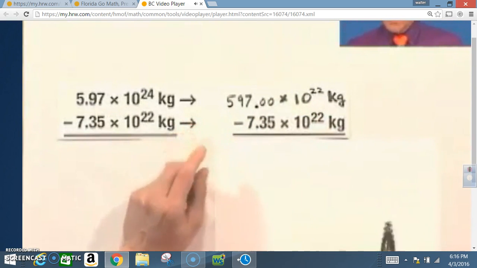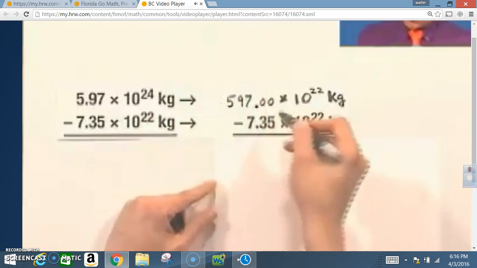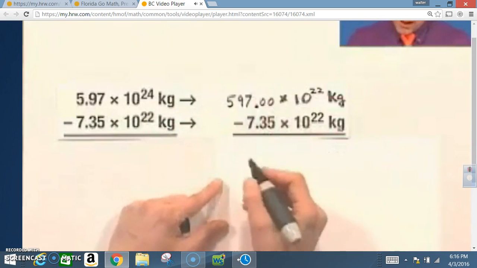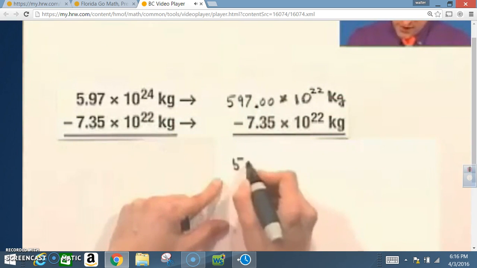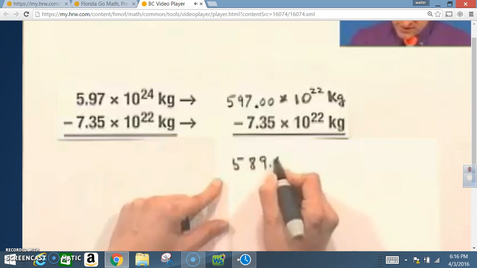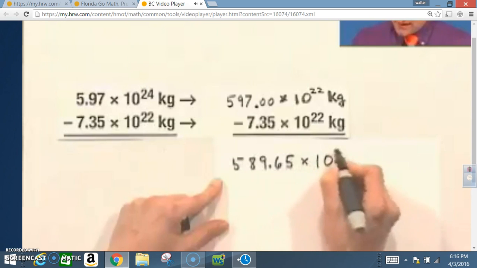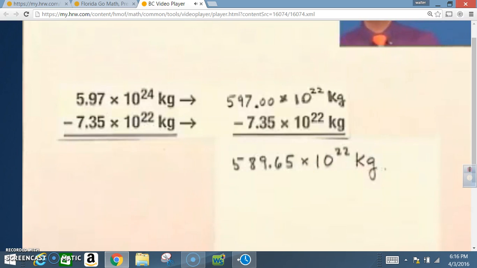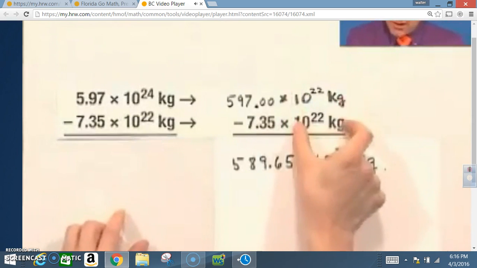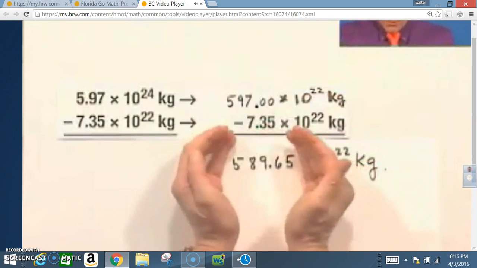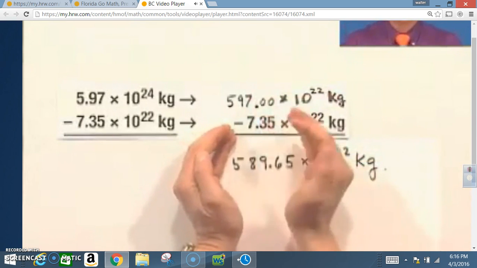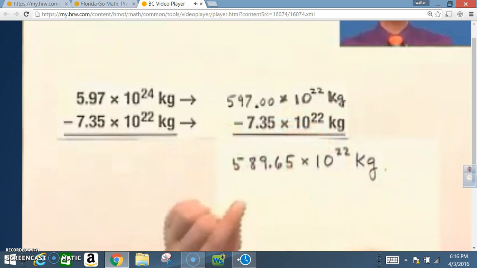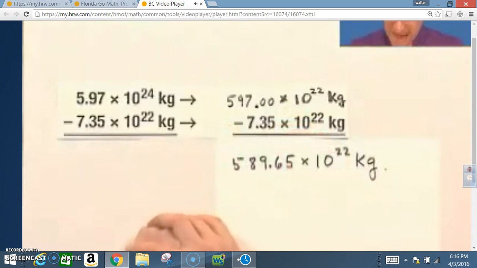And now we subtract. Subtracting, of course, you just subtract as always. We'd have to do some borrowing and whatnot. And we see 589.65 times 10 to the 22 kilograms. Again, it's an invisible distributive property. Do you see it? Because this is a common factor. If I factor it out, then what's left over is this difference, and I can compute that difference now. So it really is an invisible distributive property, which is absolutely cool.